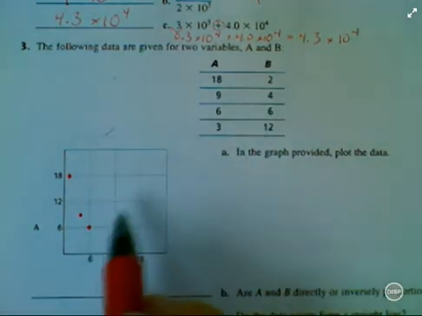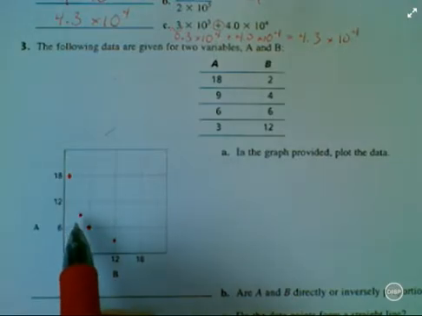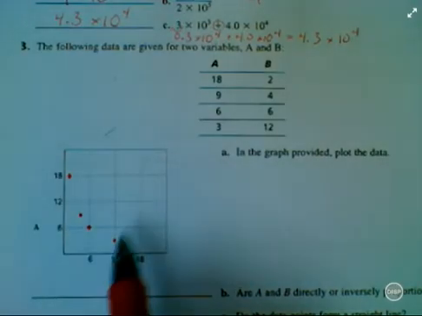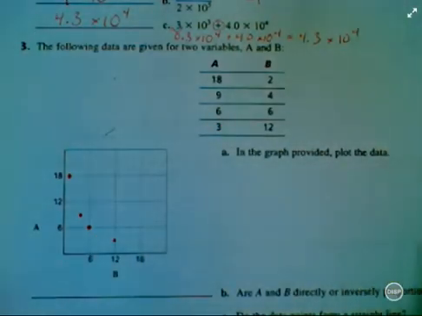I'm missing one, aren't I? Hold on. 18, 9, 6, 1, 2, 3, 4. Oh, there's only 4 points. Never mind. Okay, so 4 points. So, plot the data. B, are A and B directly or inversely proportional?